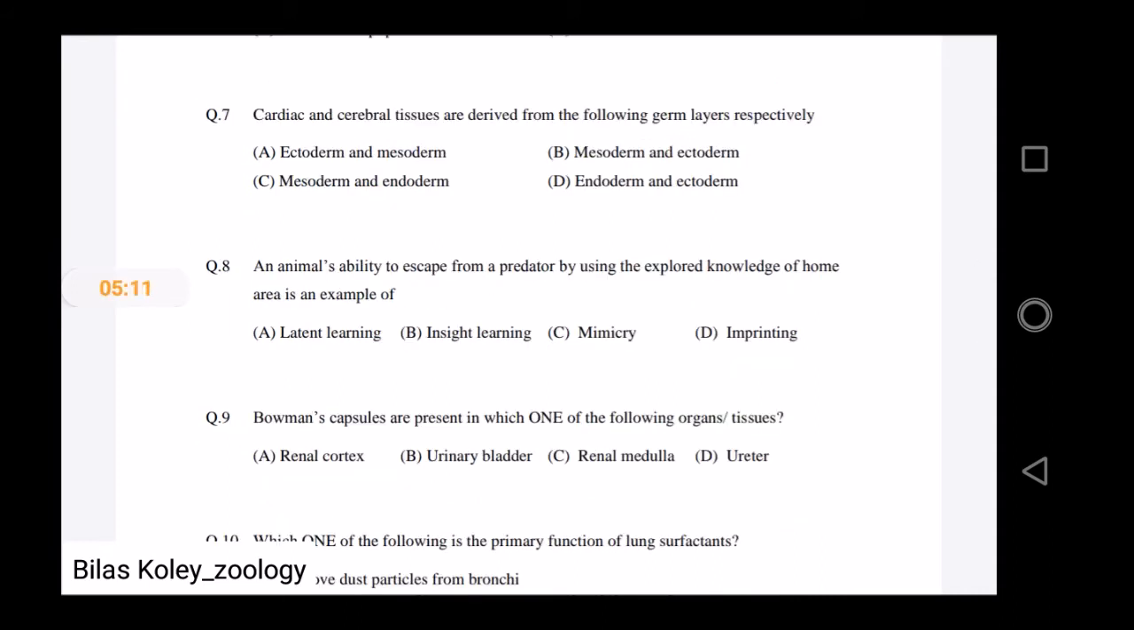Now we will discuss question number 7. Cardiac and cerebral tissue are derived from the following germ layers respectively. The options are ectoderm and mesoderm, mesoderm and ectoderm, mesoderm and endoderm, and endoderm and ectoderm. In this question, the correct option will be B.